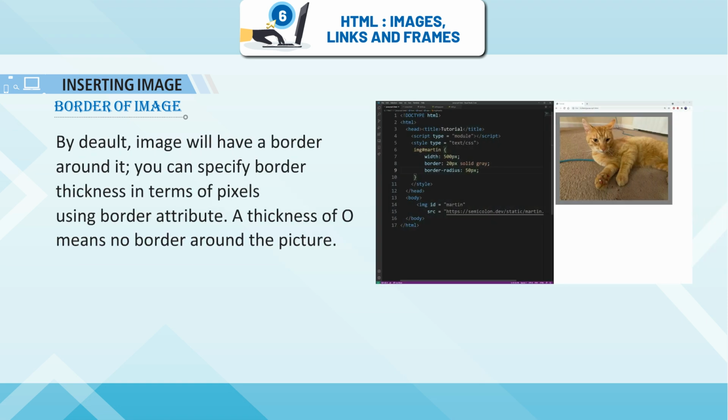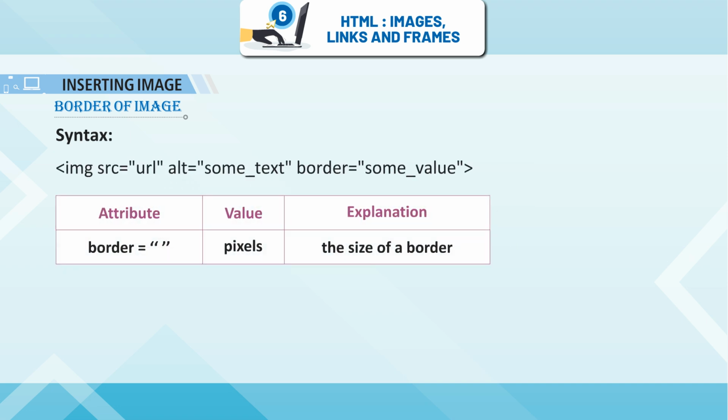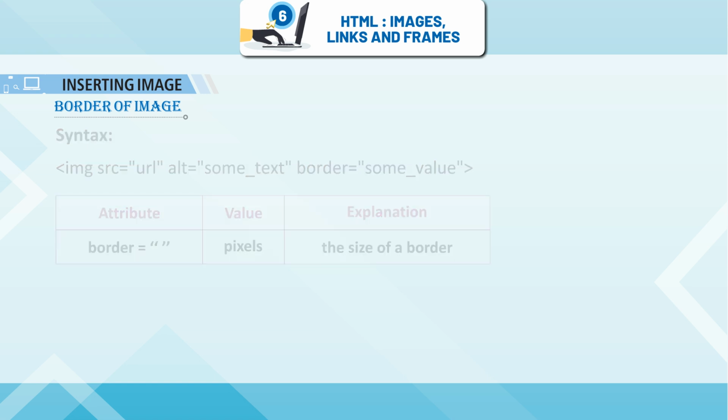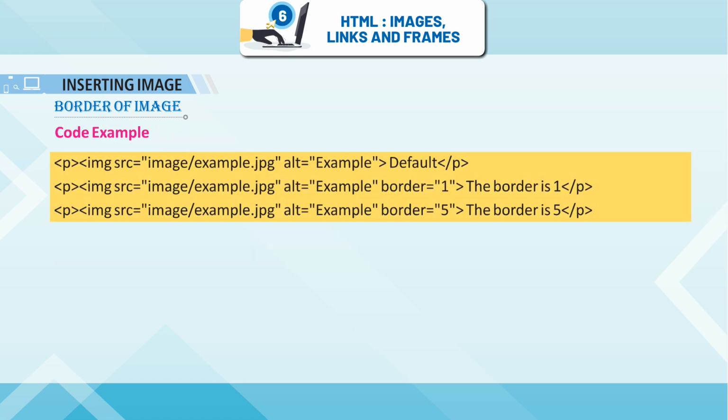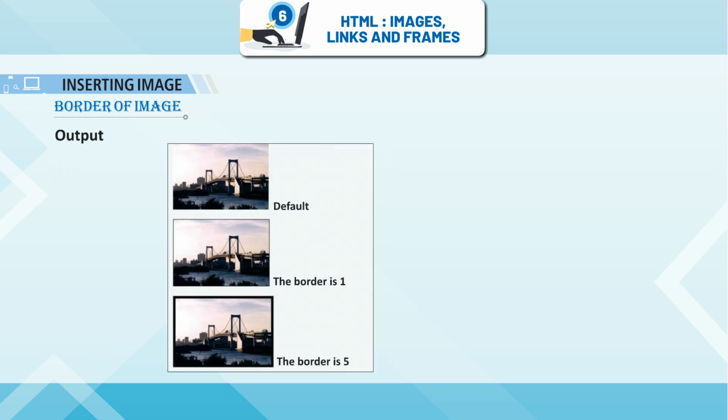Border of image. By default, an image will have a border around it. You can specify the border thickness in pixels using the border attribute. A thickness of 0 means no border around the picture. Syntax: img src equals URL, alt equals some_text, border equals some_value. The border attribute value is in pixels and specifies the size of the border. Code example. Output.